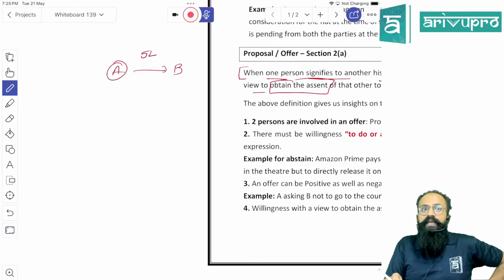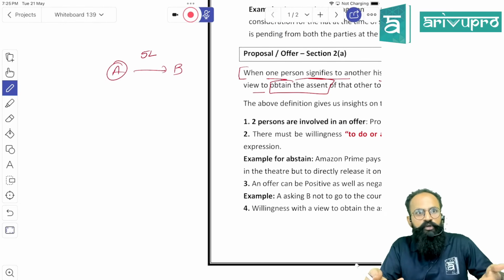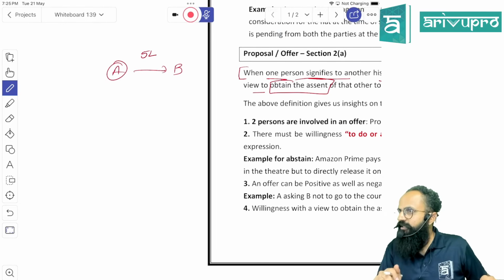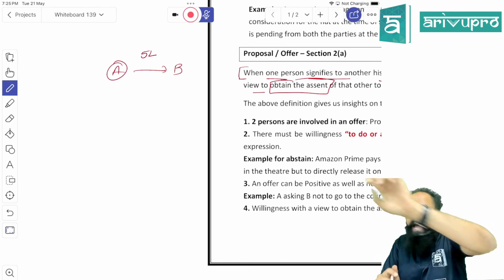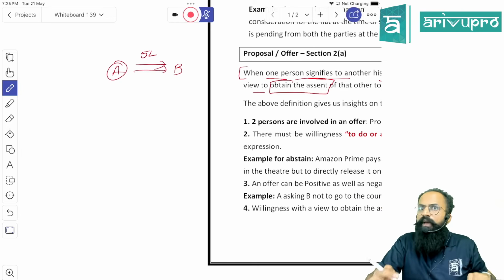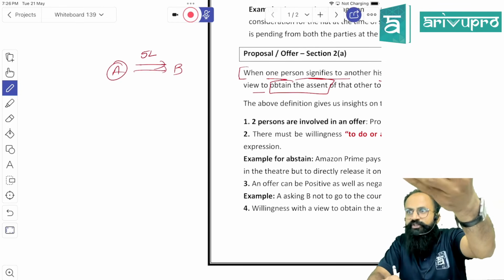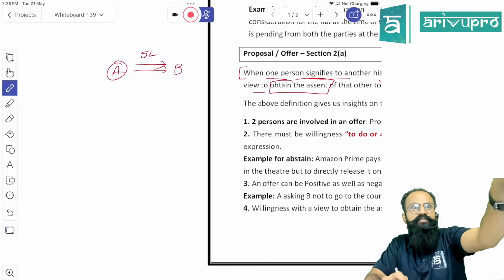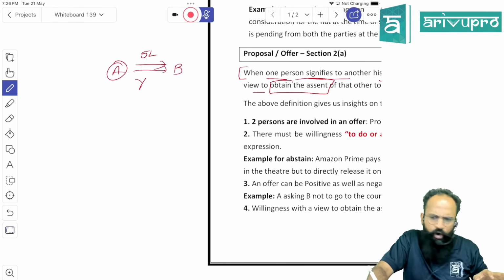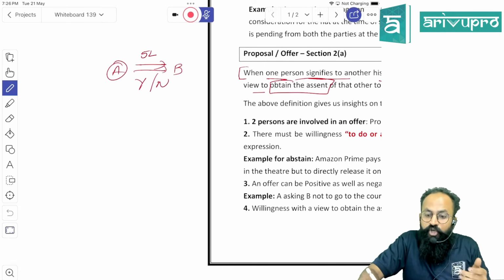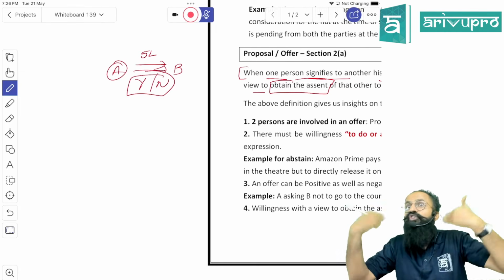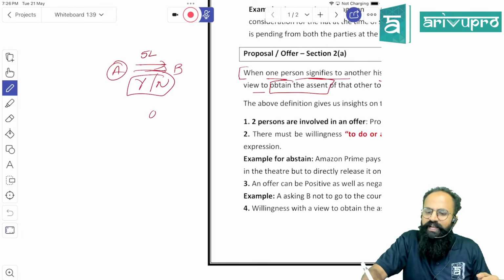A is telling B, I want to sell my car to you. You let me know whether you want it or not. Meaning I am giving you a choice. That is very important. I am not giving it as a command. A is not telling B, you have to buy. What am I telling? I am giving you a choice. You have a free choice. If you want, you say yes. If you don't want, you say no. A choice is left to you. Now whatever choice I have given to you is called an offer.